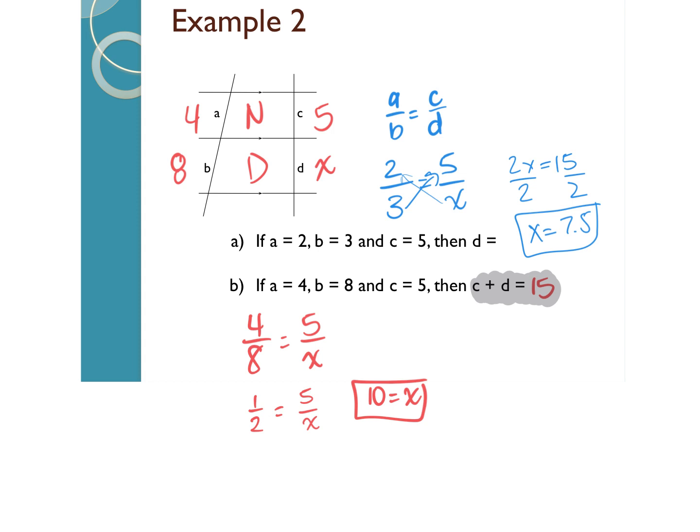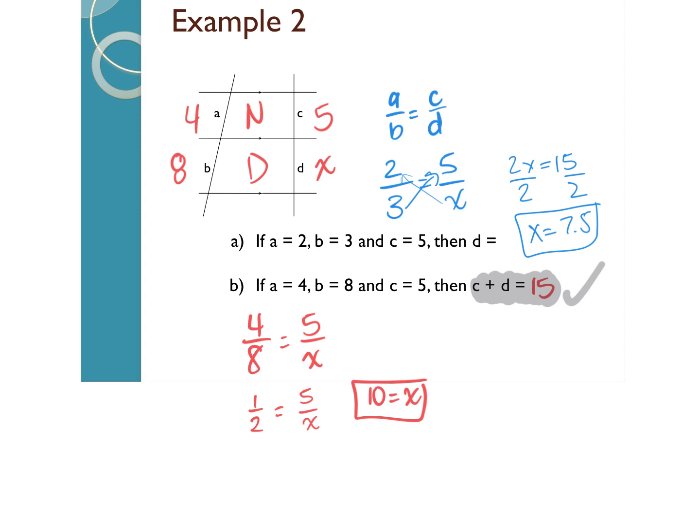Very good, okay? Guys, D's length was how long? 10. But that's not our answer. It wanted C plus D. What was C's length? 5. So add 5 and 10 together. What do you get? 15. How'd we do? Does it make sense?